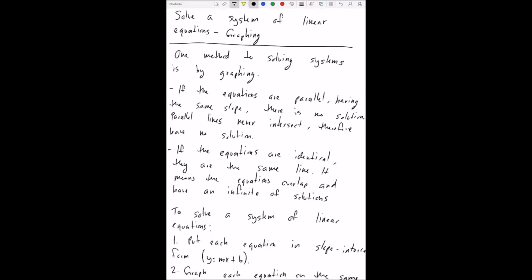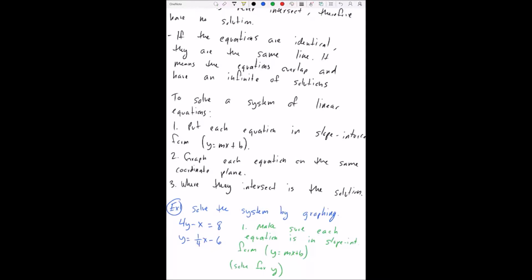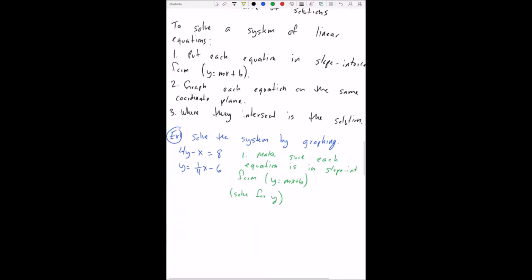Okay. To solve a system of linear equations, the first thing we want to do is make sure that it's in slope-intercept form, which is y equals mx plus b. Then we're going to graph each equation on the same coordinate plane, and where they intersect is indeed the solution.